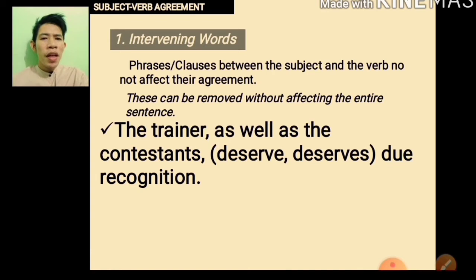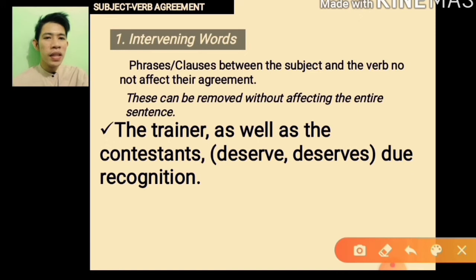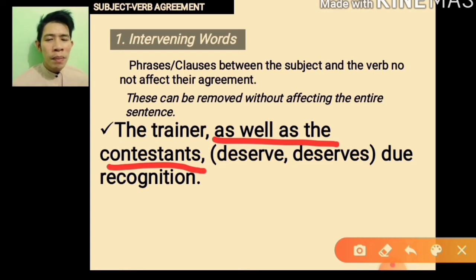Paano yan? For example, the trainer as well as the contestants deserves due recognition. So in this sentence, nakikita na natin yung intervening words o yung nanggugulo lang. Saan dyan? In between with the subject daw and the verb. Okay, very good. That is as well as the contestants. That is the intervening words or nanggugulo. Now, sir, in this sentence, di ba contestants is a subject as well? Or what you call is a noun rather. Then trainer is a noun as well. So saan kami mag-agree dyan, sir?